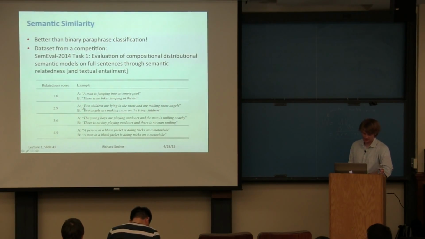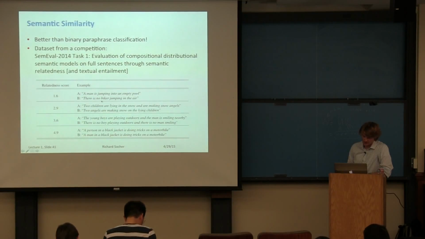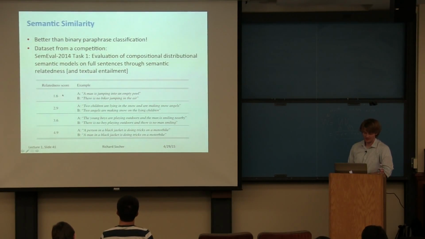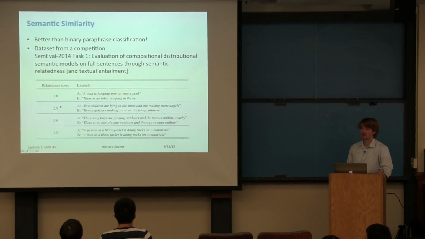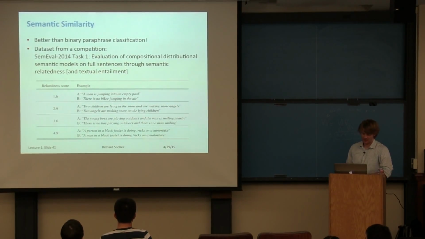And so here, let's look over these examples. A man is jumping into an empty pool versus there's no biker jumping in the air. It's basically not very related. It just gets a very low score of 1.6. But this sentence here, 2 children are lying in the snow and are making snow angels versus 2 angels are making snow on the lying children. Well, it's not quite the same. So it's still not a super high score, but at least some kind of similar activities are happening here.